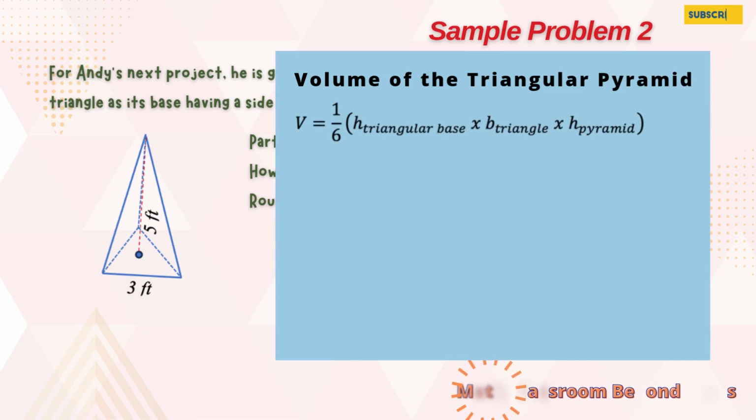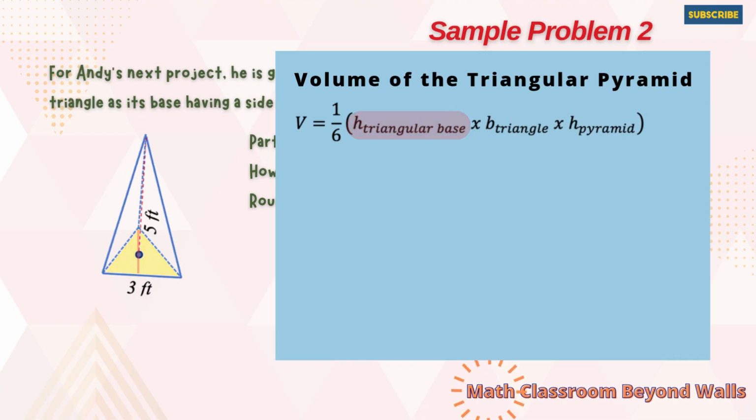By looking at the formula and the given figure, the base of the triangle and the height of the pyramid are known, but the height of the triangular base is not. So, we have to solve for the height of the triangular base first. A discussion on determining the height of the triangle is in the video lesson entitled Triangular Prisms, Total Surface Area. You can check on it, and the link is down below.